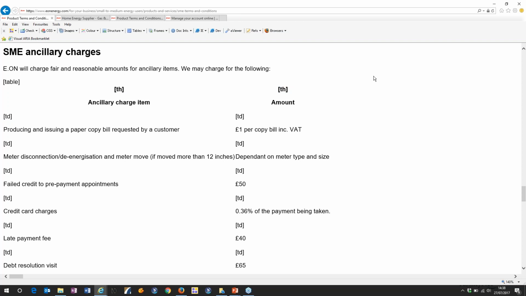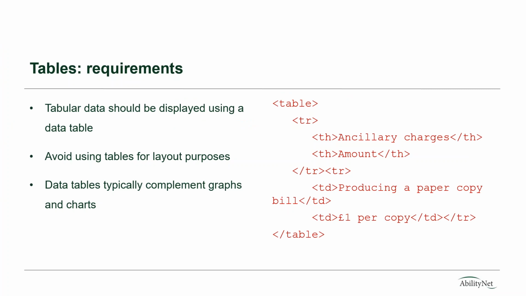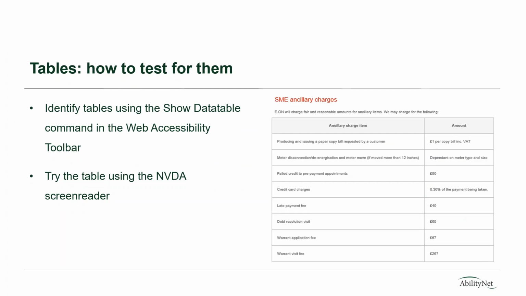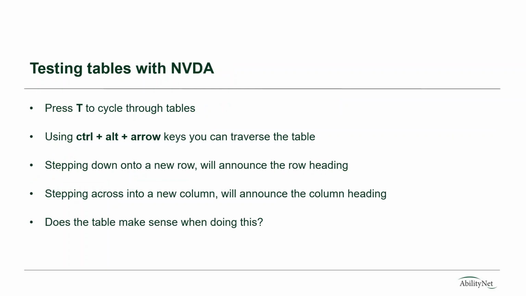The only other way of reliably telling whether a table is marked up correctly is actually using the NVDA screen reader. You can use another screen reader, but NVDA, as I said, is free and open source, so it should be easy for you to get hold of. Now, the keyboard commands to identify and test a table with the NVDA screen reader are very straightforward. NVDA is Non-Visual Desktop Access, and if you just search for that, you can easily find a free download for it.